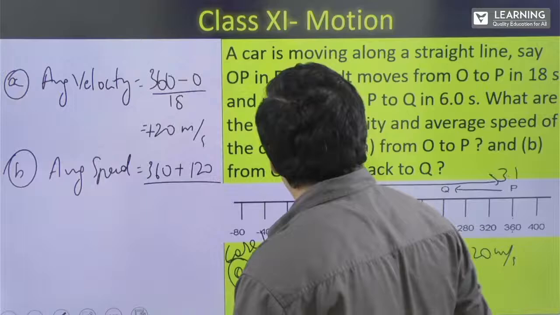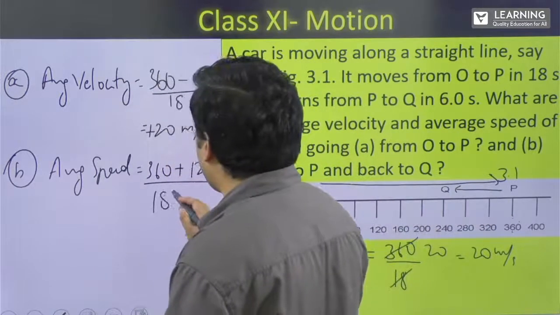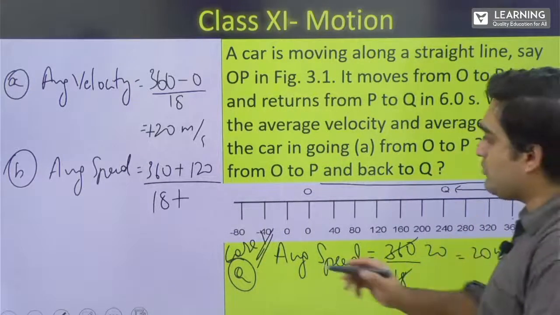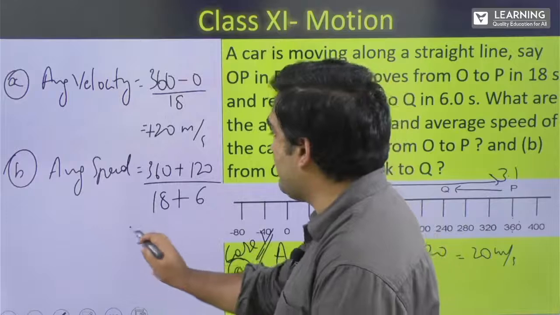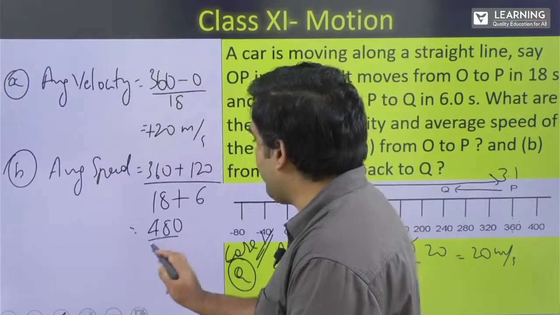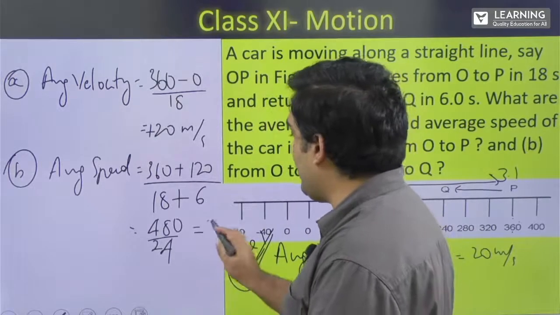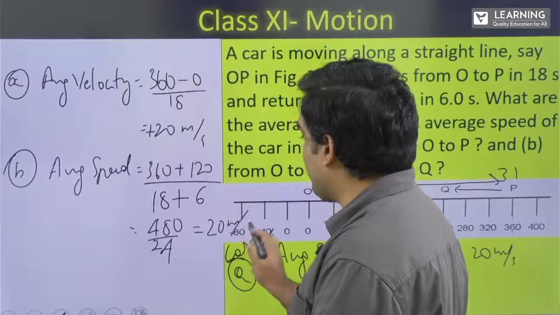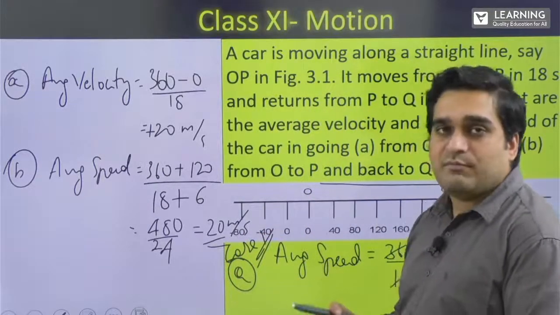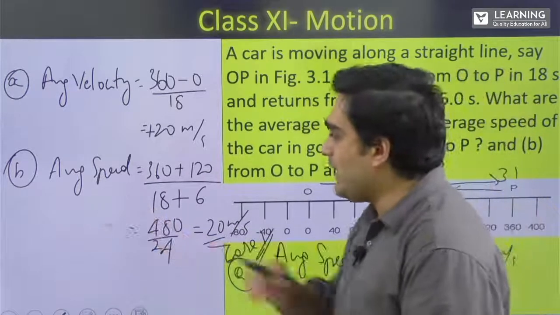O to P is 18 seconds. I'll make note of that. Plus P to Q in 6 seconds. So total will be 480 by 24. Yes. And 480 by 24 is 20 meter per second. Again, no signs given, positive or negative sign. I'm not going to give because it's a scalar quantity.